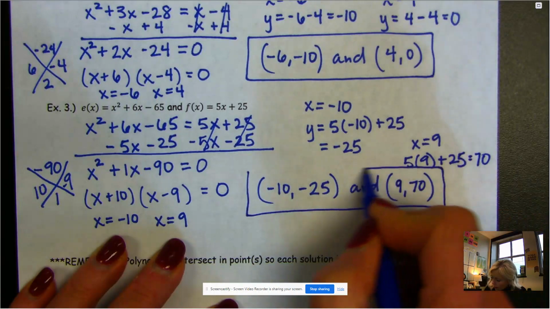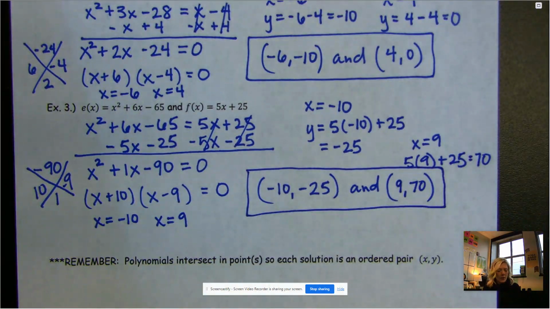All right, there are some practice problems on the back side for you, along with some review. Hope that was helpful.